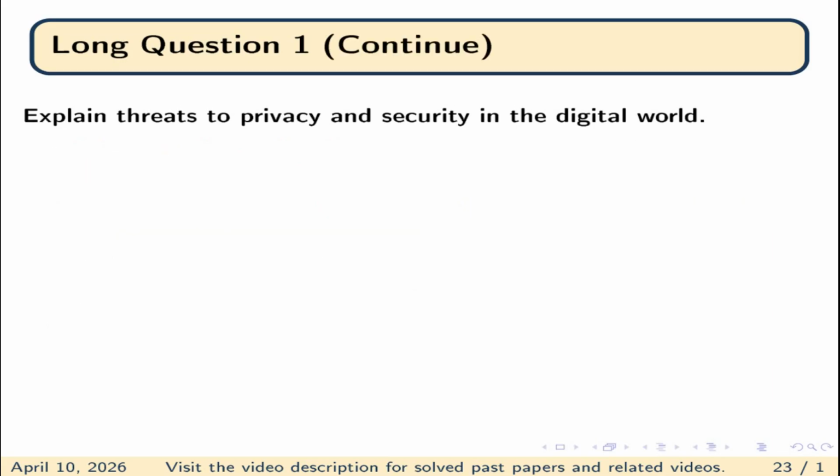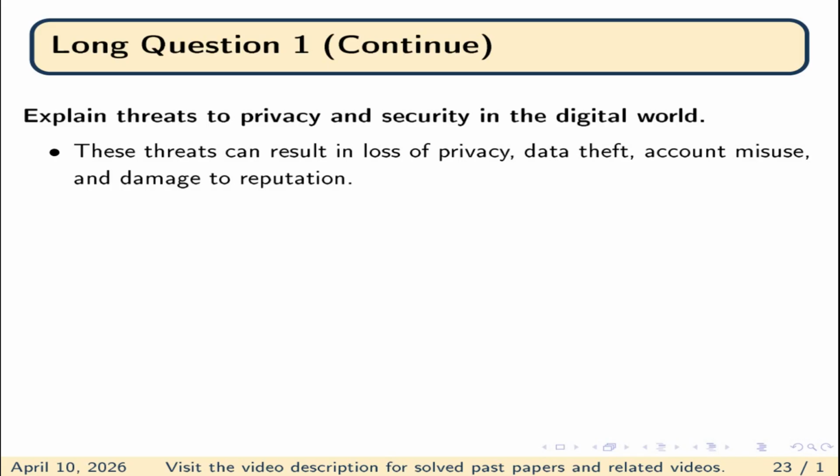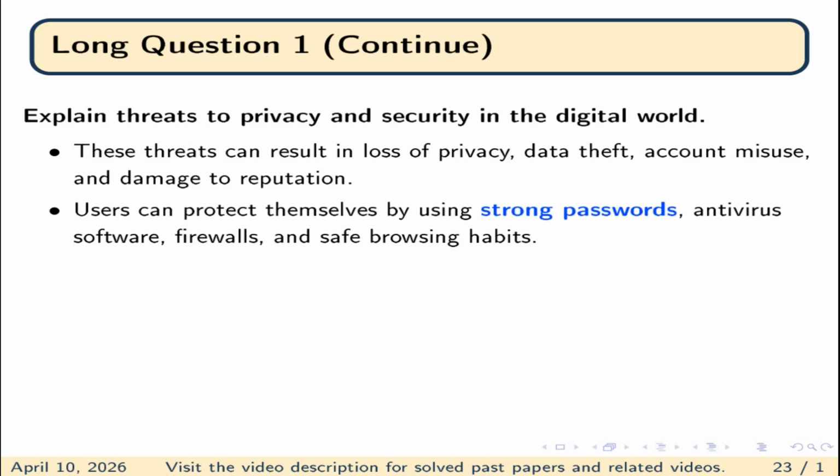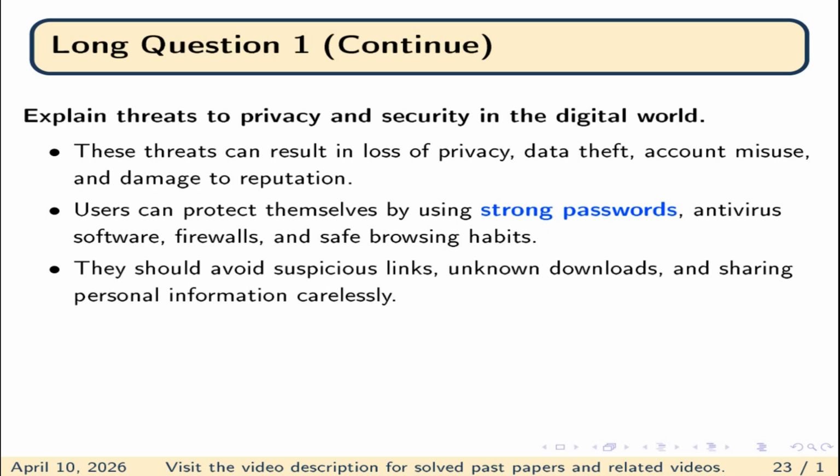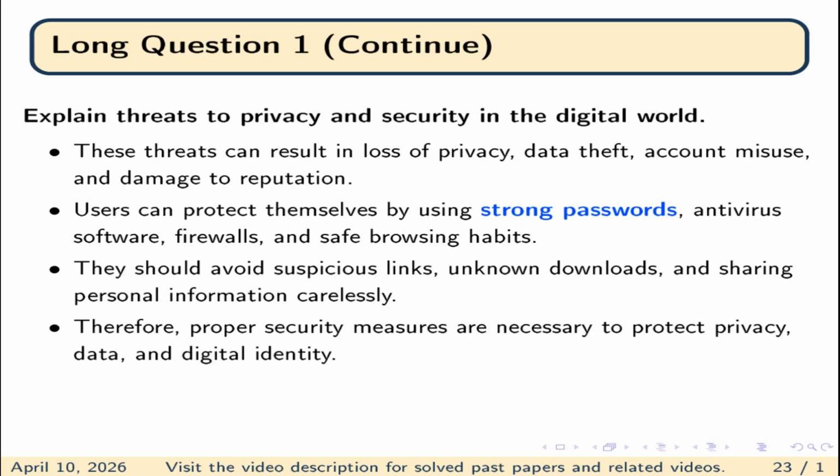Explain threats to privacy and security in the digital world. These threats can result in loss of privacy, data theft, account misuse, and damage to reputation. Users can protect themselves by using strong passwords, antivirus software, firewalls, and safe browsing habits. They should avoid suspicious links, unknown downloads, and sharing personal information carelessly. Therefore, proper security measures are necessary to protect privacy, data, and digital identity.